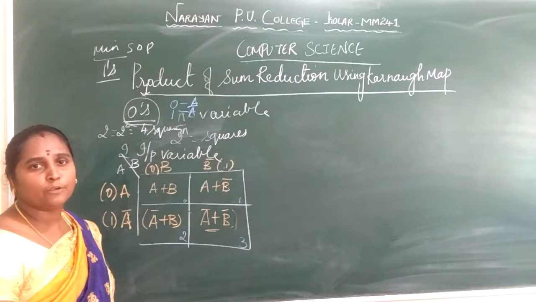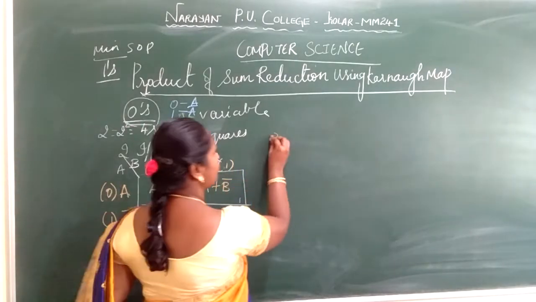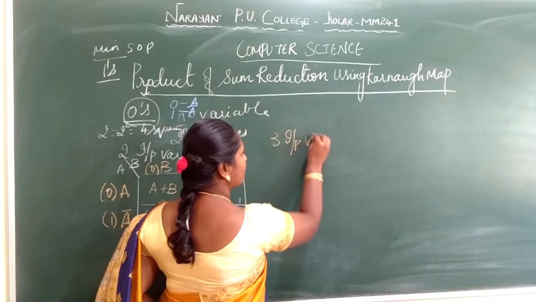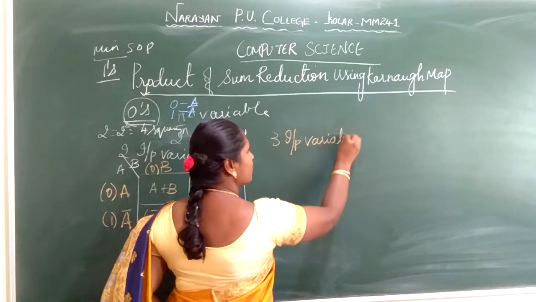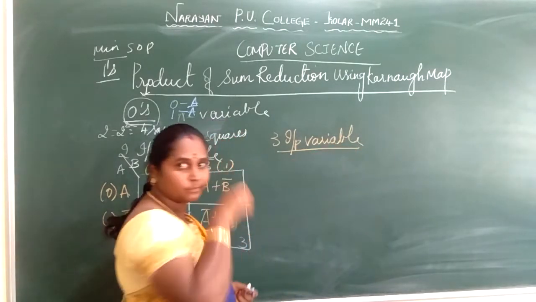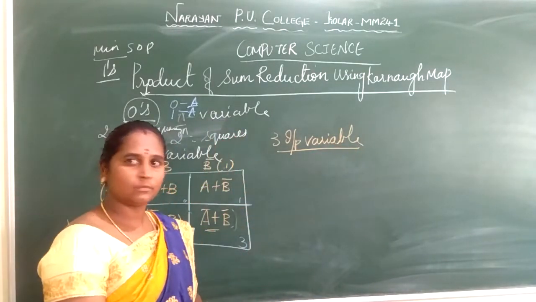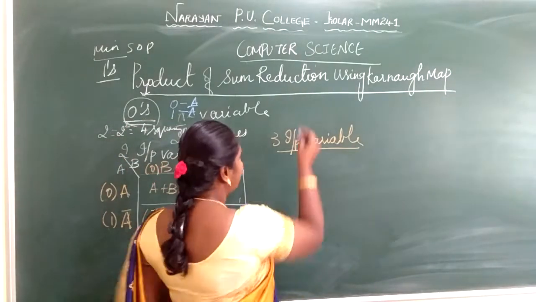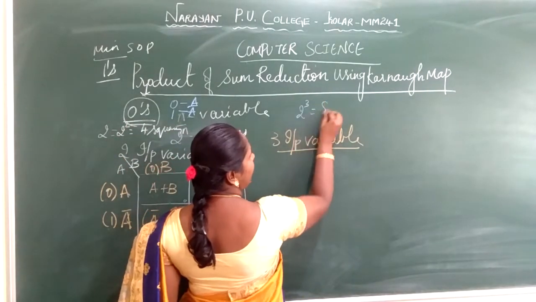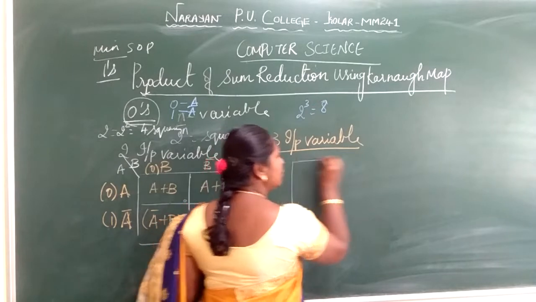Let's see 3 input variables. In a 3 input variable case, 2 to the power of 3 is nothing but 8. You are going to divide your K-map into 8.